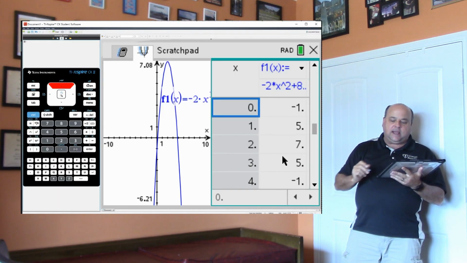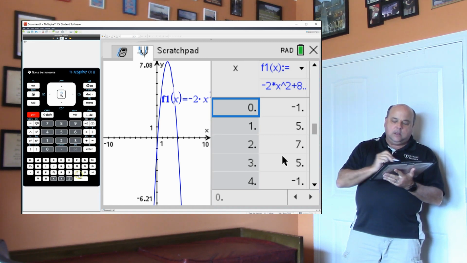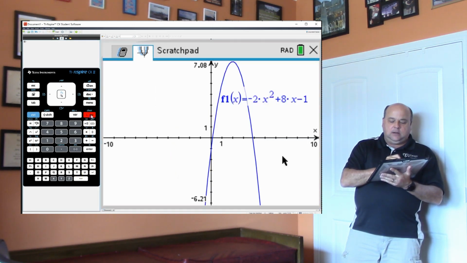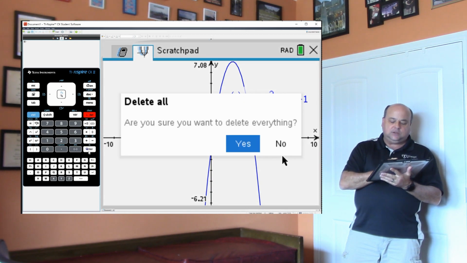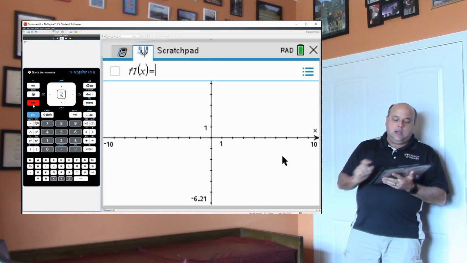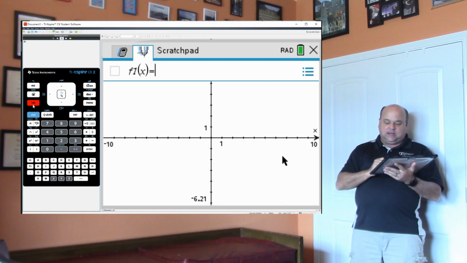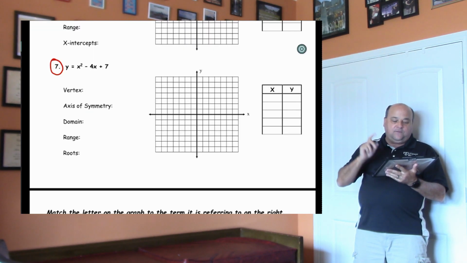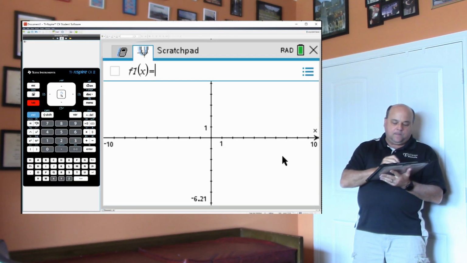Okay, so we're going to go to the calculator. I'm going to hit Control T. Then I'm going to hit Delete, Delete, Delete. That gets rid of my graphs. Then hit the Tab button. You should have f1(x) when you hit the Tab button. Now I'm going to graph x squared minus 4x plus 7.